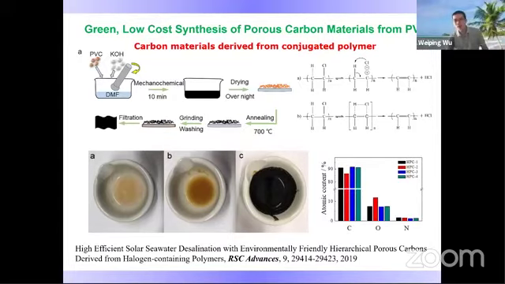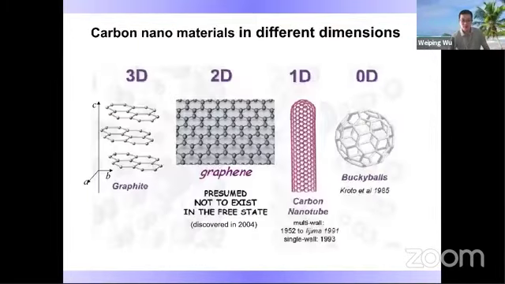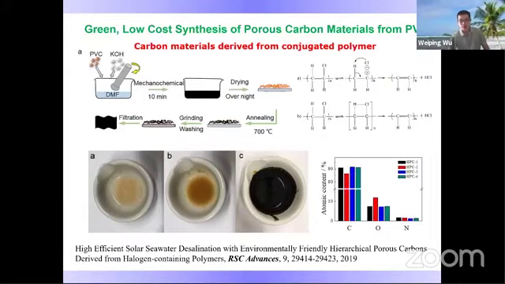So using PVC, we could use a very simple mechanochemical approach by grinding with a solvent, and then the chlorine atoms can be partially removed from the polymeric chain of PVC, forming conjugated bonds, which you can tell from the color change of this sample from whitish to yellowish to brown or blackish. Then after thermal treatment, we can produce this porous carbon material with very high surface area. Then we can also produce solar steam devices using this technique.